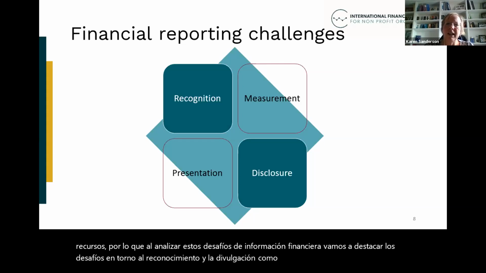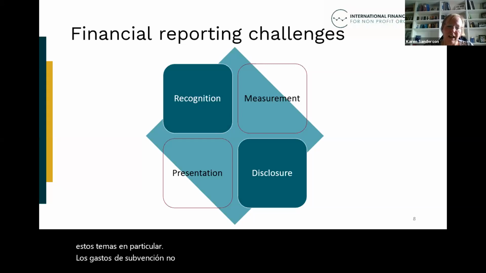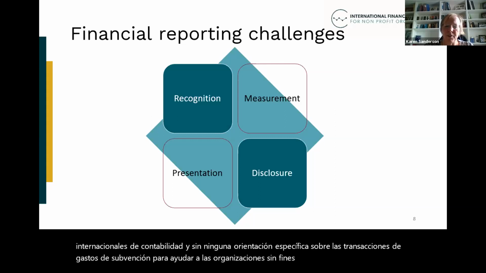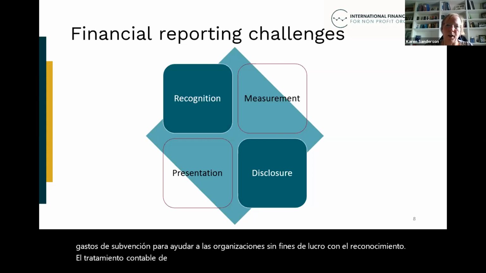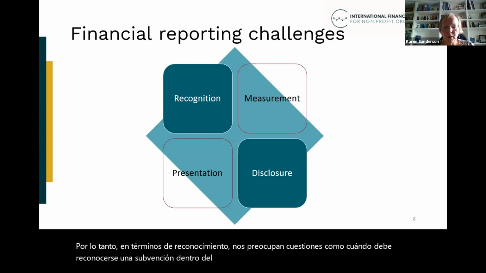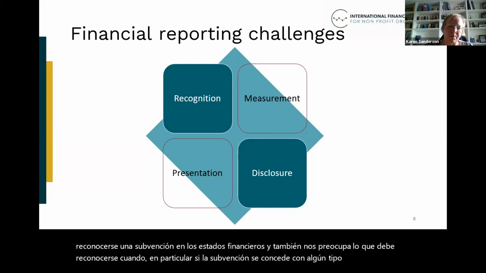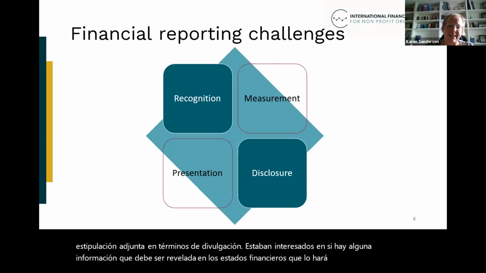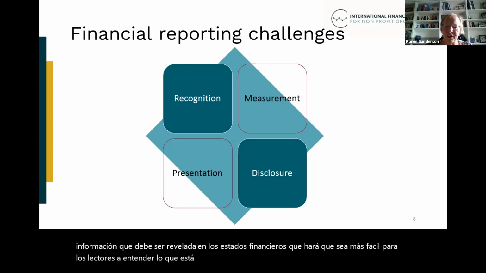Grant expenses are not currently explicitly covered in international accounting standards. And with no specific guidance on grant expense transactions to assist non-profit organisations with recognition, the accounting treatment of grant expenses can be a significant issue. So in terms of recognition, we're concerned with issues like when should a grant be recognised within the financial statements? And we're also concerned with what should be recognised when, particularly if the grant is issued with some kind of limitation or stipulation attached to it. In terms of disclosure, we're interested in whether there's any information that should be disclosed in the financial statements that will make it easier for the readers to understand what is happening. And it's these aspects that lie at the heart of the challenges that are discussed in the consultation paper.